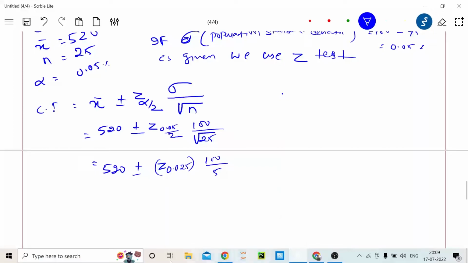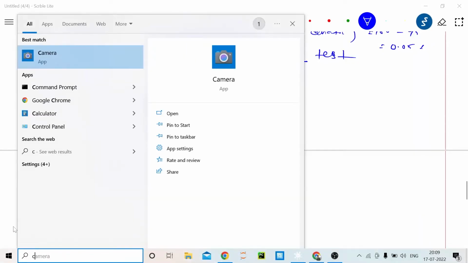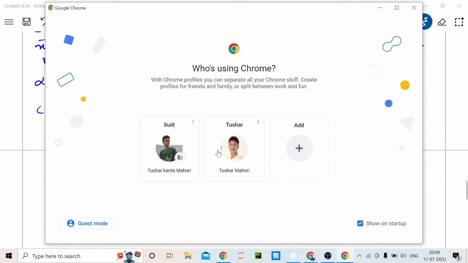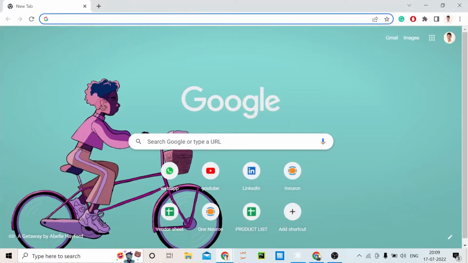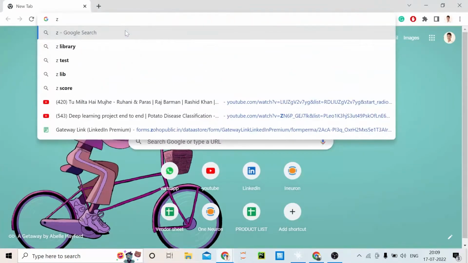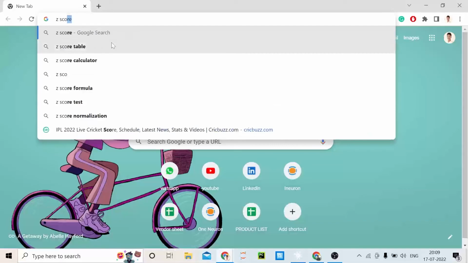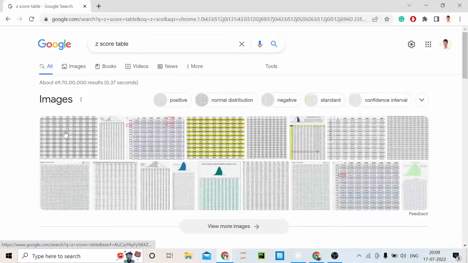In this case, you can go to your Chrome. What will you do in that case? You just go to Chrome and search for Z score table. You will get a table from there.